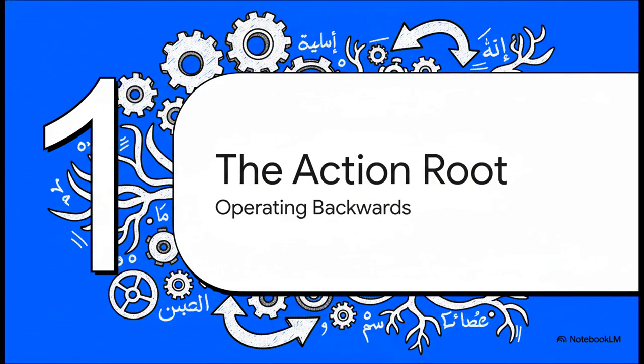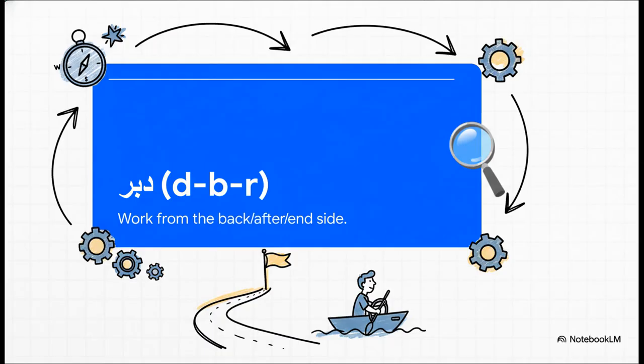All right, so let's start with the engine of this whole loop, the action root, DBR. This is what gives the whole process its direction. So the core meaning of this root is all about operating with the end goal in mind. The best way to think about it is like you're steering a ship. You don't just look at the waves immediately around you, right? You look at your destination, the port you're heading for. That's exactly what this is. It's the very definition of planning and acting based on the outcome you want.